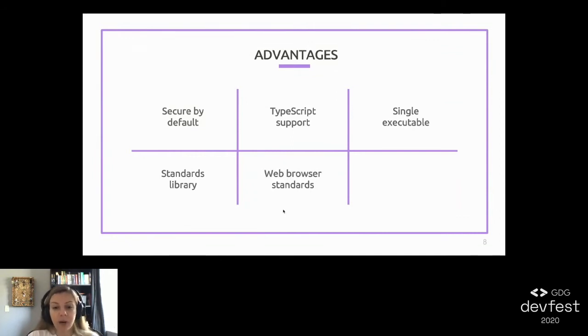It follows the web browser standards. So this was one of the disadvantages of Node. Because a lot of Node was made before a lot of these things were standards, there was no way to follow those standards. So Deno follows exactly those things. And you'll see an example of some of that later. But things like the fetch API, WebSockets, promises, all of those are exactly the same as you would write them in a web application.